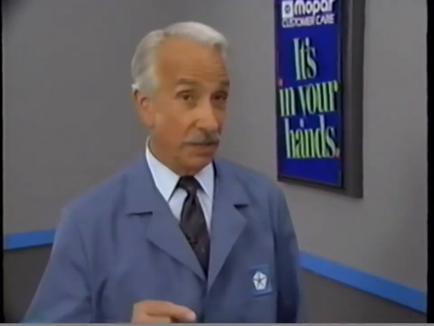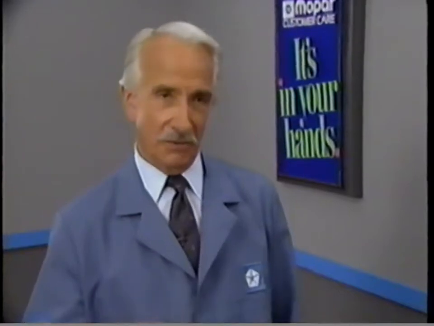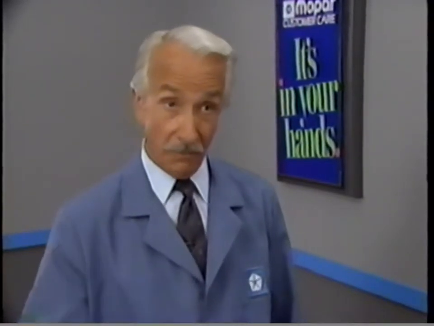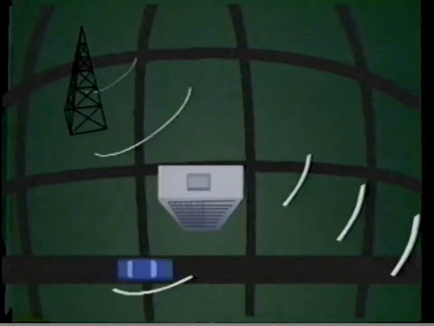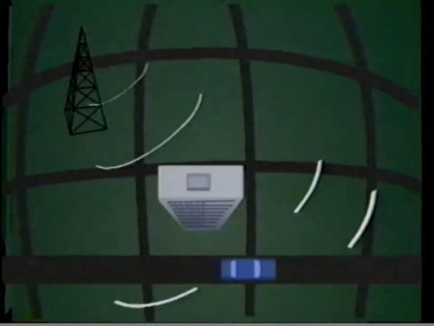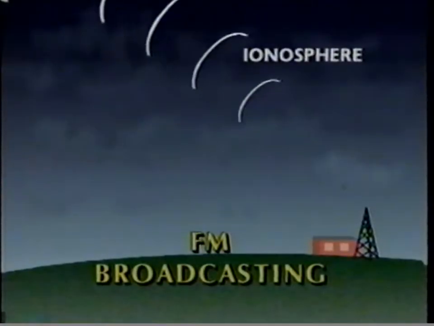This is due to a significant decrease in signal strength caused by driving under the overpass. It also happens when driving behind tall buildings in downtown areas and when trying to receive signals from distant stations. FM waves are a different story.